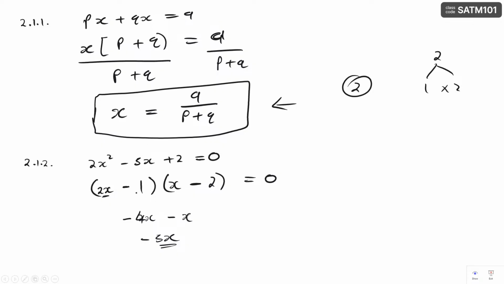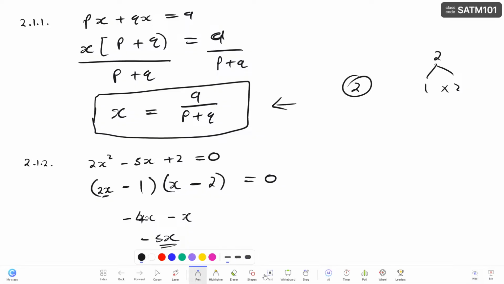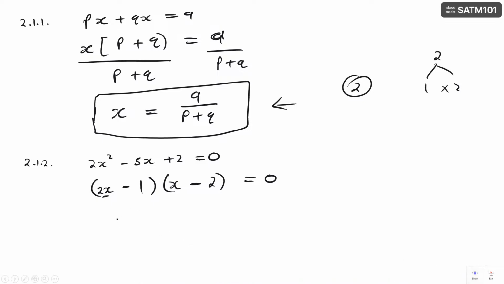Then if you multiply negative 1 with negative 2, it is going to give us positive 2. So we are sorted. We are sure that the factors we have put here are correct. So now what you need to do is to say either the first term, 2x minus 1, is equal to 0, or the second term, which is x minus 2, is equal to 0.